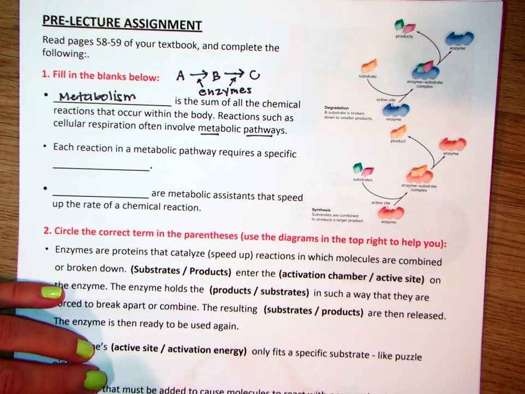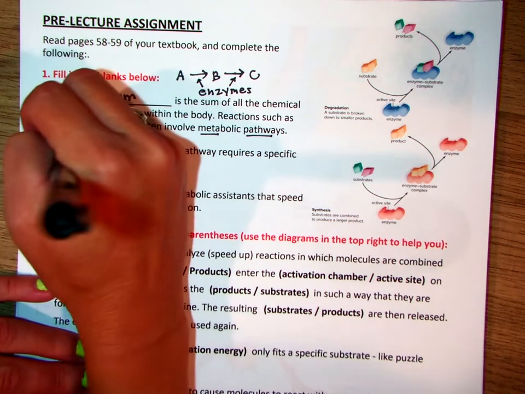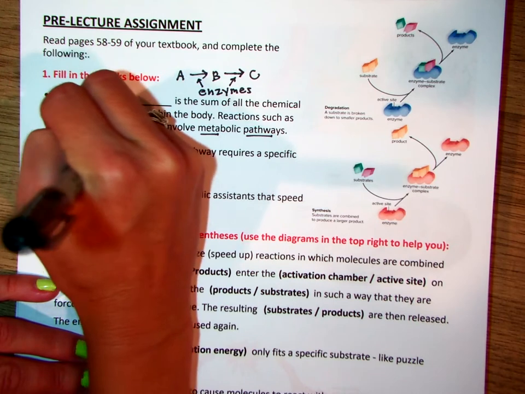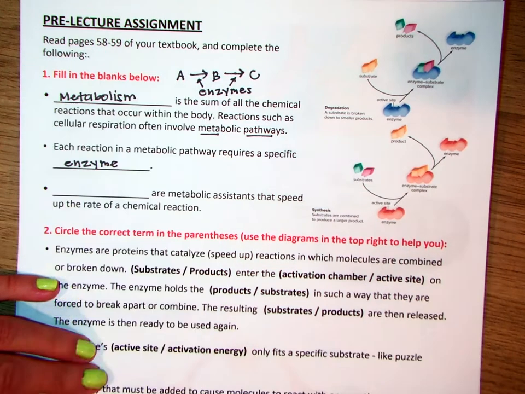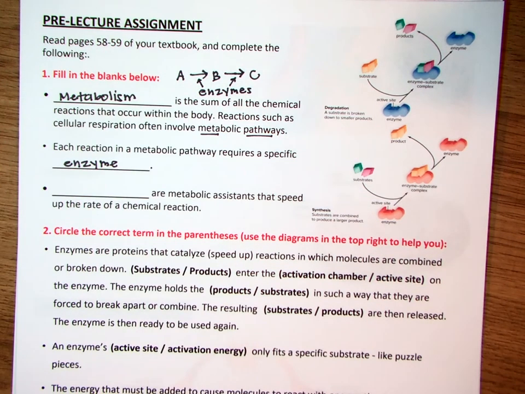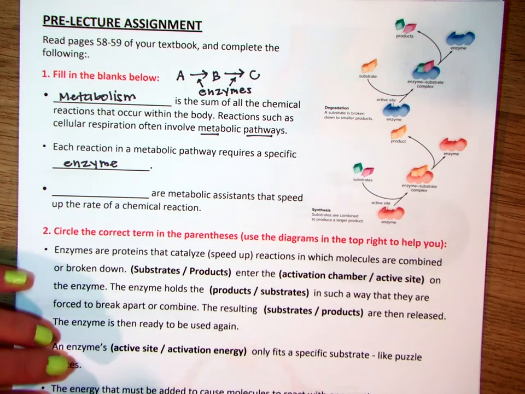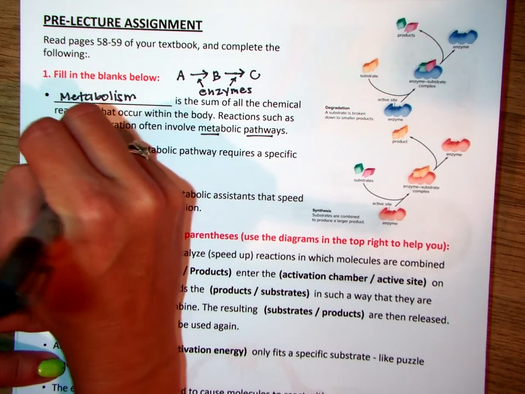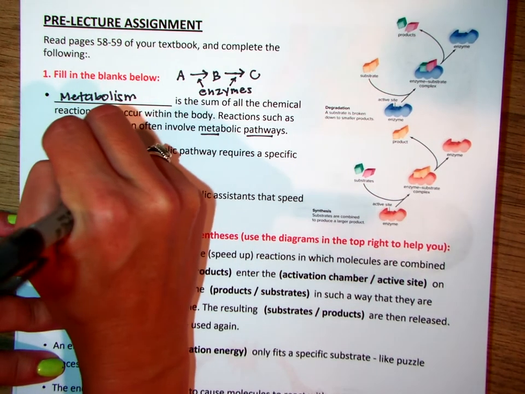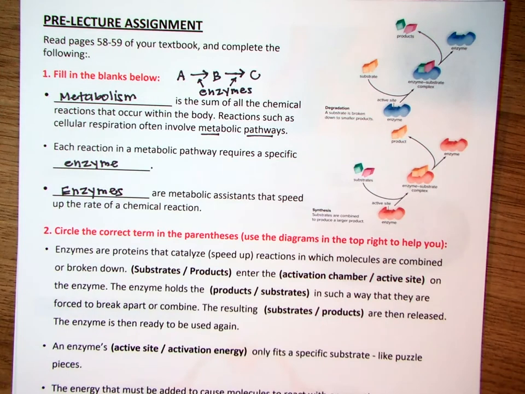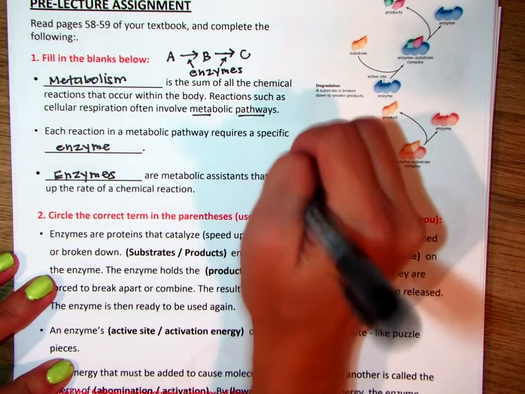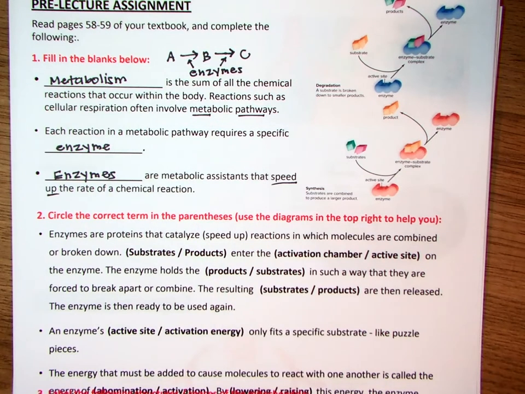Each reaction in a metabolic pathway requires a specific enzyme. We've talked a little bit about enzymes before, but they are proteins that facilitate, speed up chemical reactions in the body. Enzymes are metabolic assistants that speed up the rate of a chemical reaction.